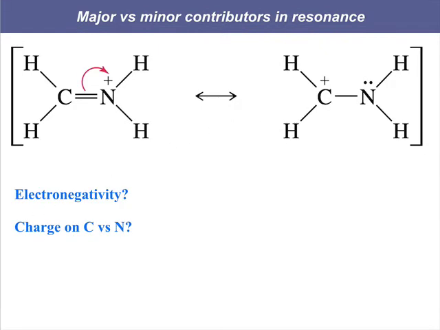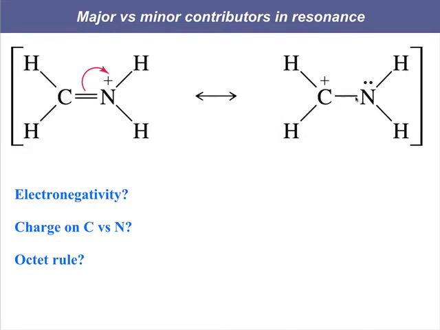What about charge distribution? Which one of these molecules has the charge in the more ideal position? Is it better to have a positive charge on an N, or is it better to have a positive charge on a C? Well, again, you can analyze this based on electronegativity. Nitrogen is more electronegative, meaning it would rather be negative, not positive. Carbon is more electropositive. So which atom would rather have the positive charge? The carbon would. So again, based on charge distribution, the structure on the right is better.